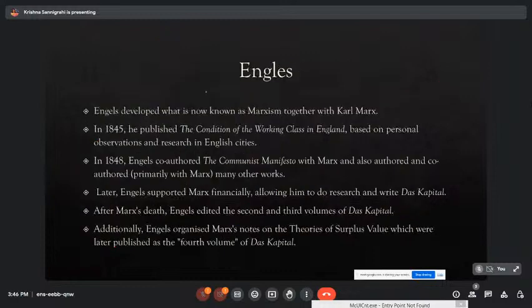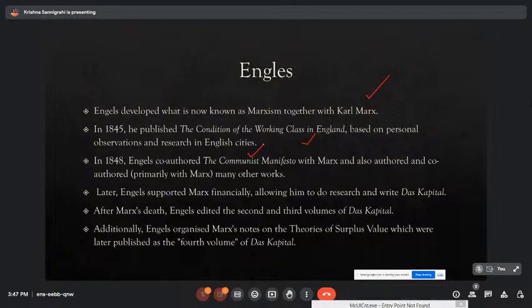Now we are discussing Engels. So Engels developed what is known as Marxism together with Karl Marx. So he plays a very important role in giving shape to the idea of Marxism. So in 1845, he published The Condition of the Working Class in England based on personal observations and research in English cities. So he had conducted certain research based on things which he had observed, and he had done those in the English cities.